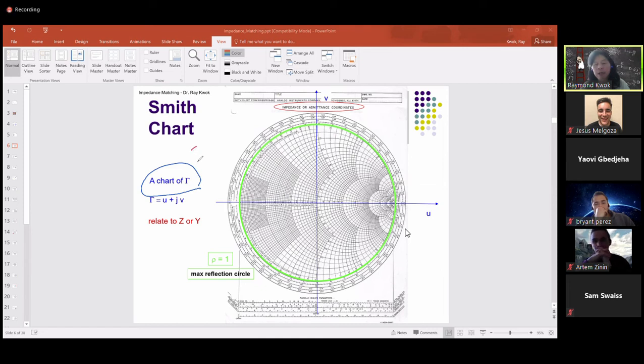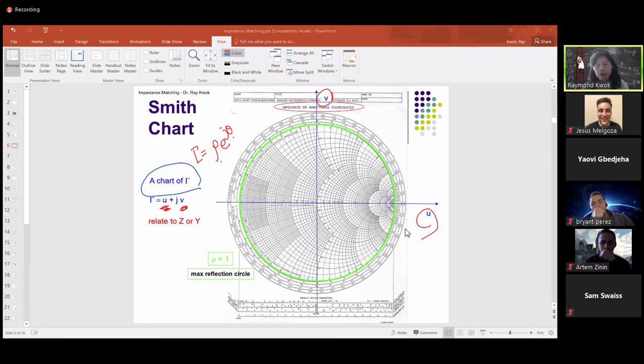Remember, we say gamma, I can write it in polar form. This is the magnitude of the reflections, and this is the phase of your return loss, of your reflections, right? So in the polar form, if I would draw this in polar coordinates, the real part I'm going to call U, the imaginary part I'm going to call V. So on the x-axis I have U, on the y-axis I have V. So I'm really plotting gamma on this chart.